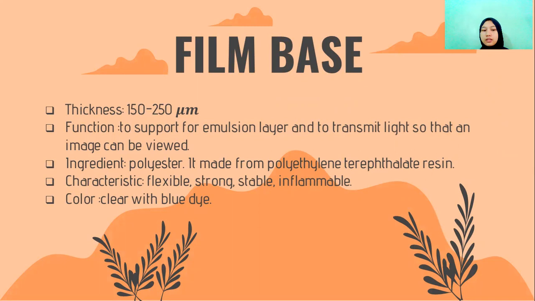Film base has the function to support the emulsion layer and to transmit light so that an image can be viewed. Film base has ingredients from polyester. Polyester is made from polyethylene terephthalate resin. Film base has the characteristics of being flexible, strong, stable, and non-flammable. Actually, film base has no color, or is clear, but to make reading the image easier and more comfortable to view, it is given a blue dye or blue color.